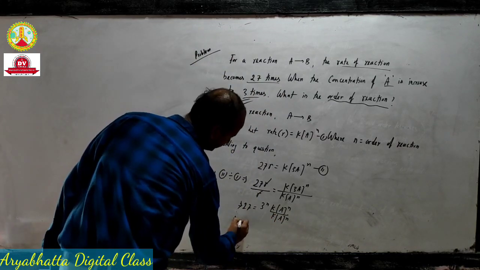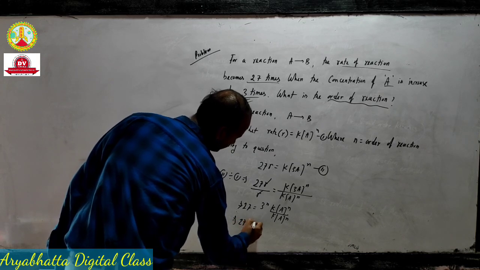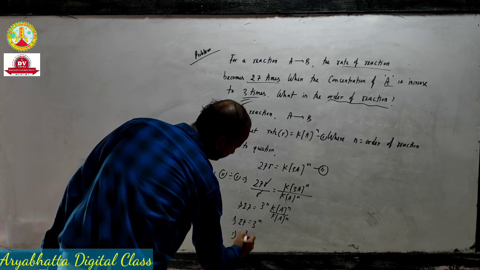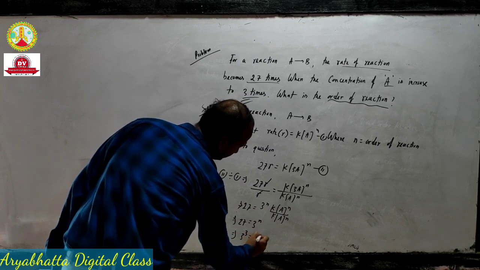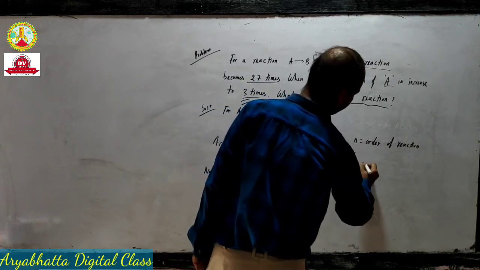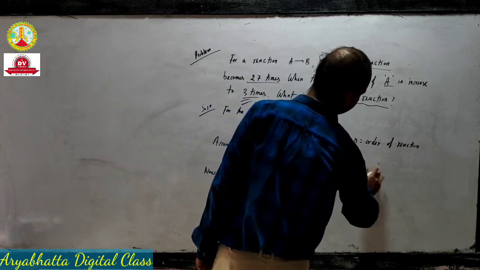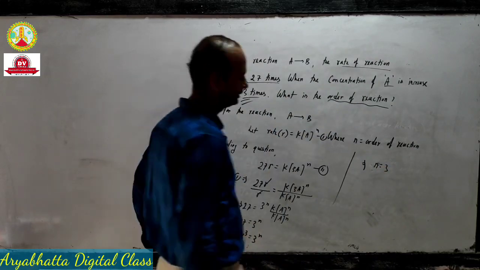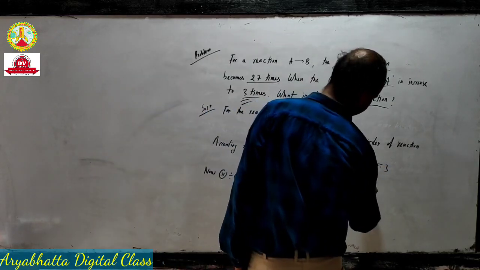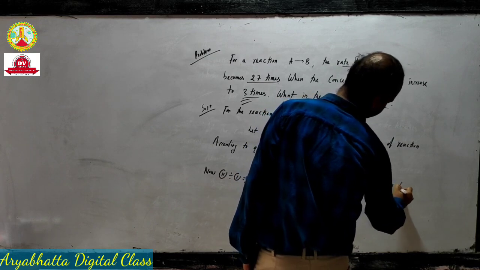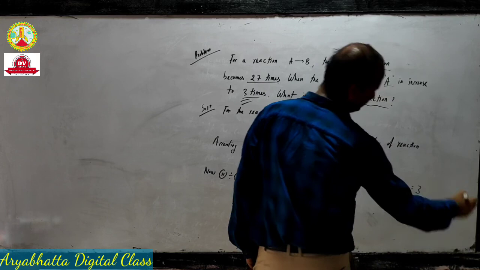After this, 27 equals 3 to the power n. 27 means what? 3 cube. So 3 cube equals 3 to the power n. Now see, so what will be the value of n? n will be 3. Clear? n equals 3. So therefore the order of reaction will be 3.